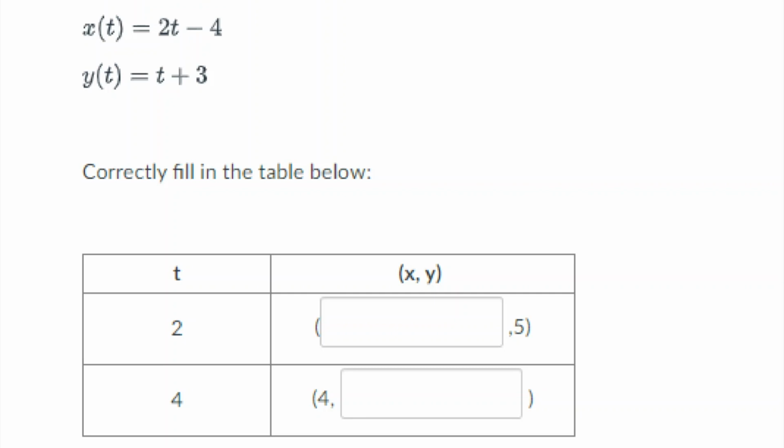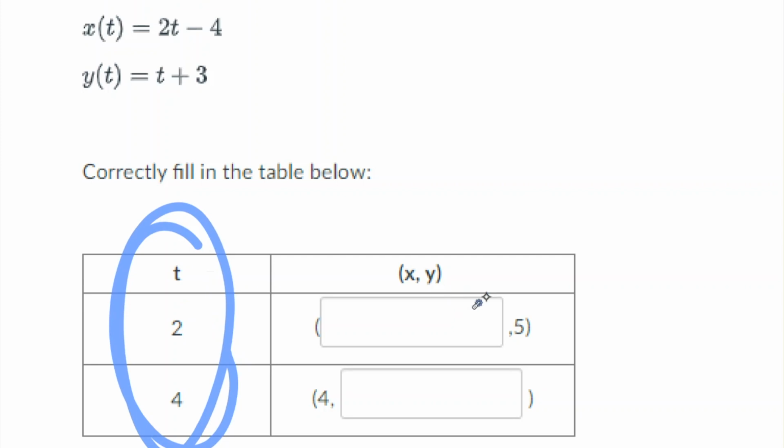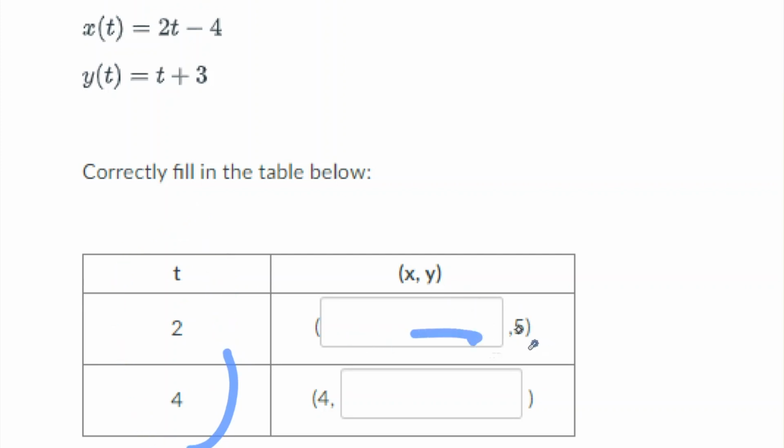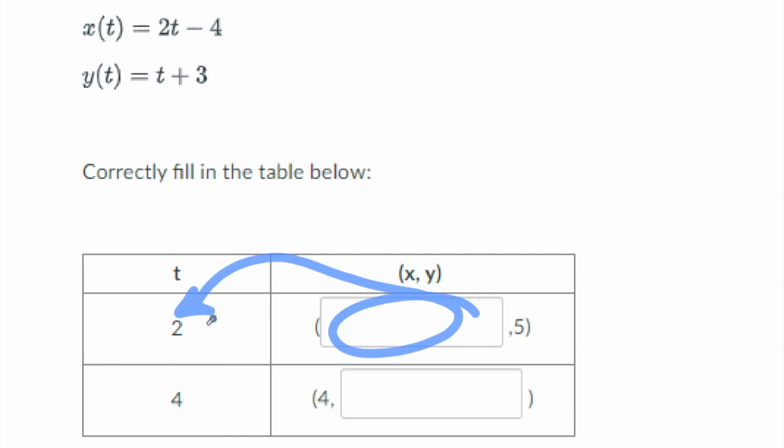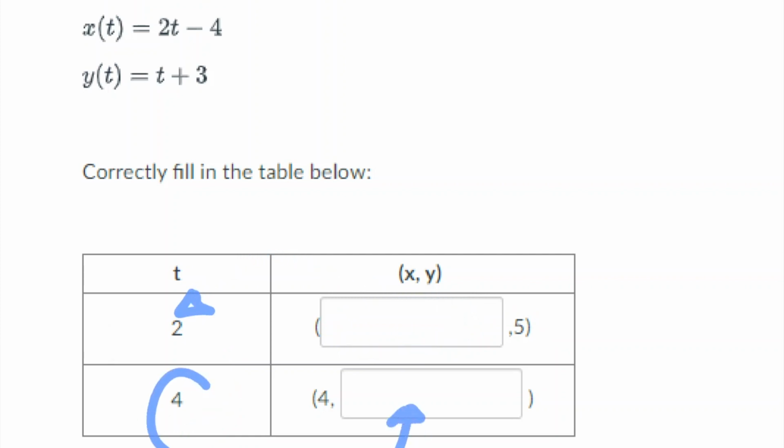So consider the parametric equations x of t, y of t. Fill in the table below. Glancing at the table, I see I've been given t values. And for the first one, I don't have the x value, but I have the y. So I just have to find the x value when t is 2. And for the next one, when t is 4, I need to find the y value.